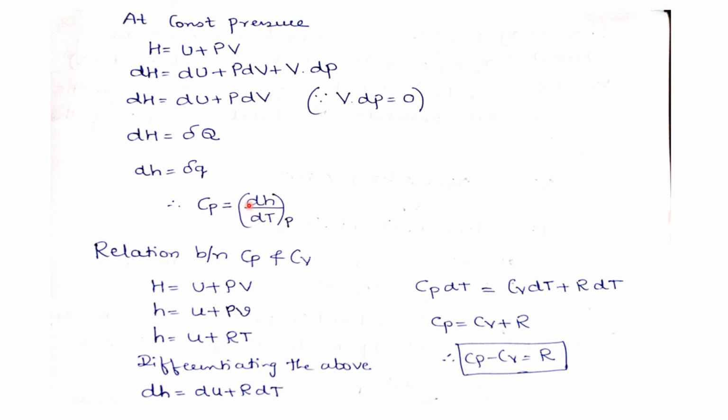Now dH is nothing but Cp into dT. So dH is replaced by Cp into dT. Similarly, dU is replaced by Cv into dT. Already we have proved this. So Cp into dT is equal to Cv into dT plus R into dT. In all the terms dT is there. If I divide this entire equation by dT, I am going to get the equation Cp is equal to Cv plus R. Therefore, Cp minus Cv is equal to R. So this is the relation between the specific heat at constant pressure and the specific heat at constant volume, which is equal to R, the gas constant.